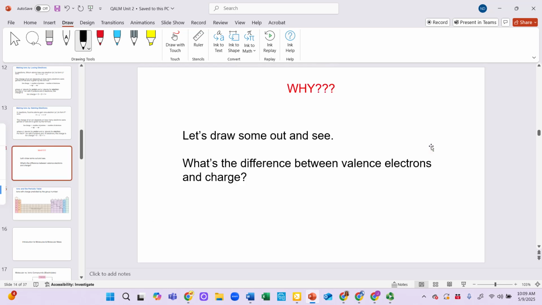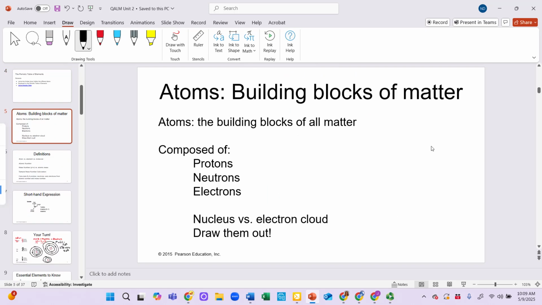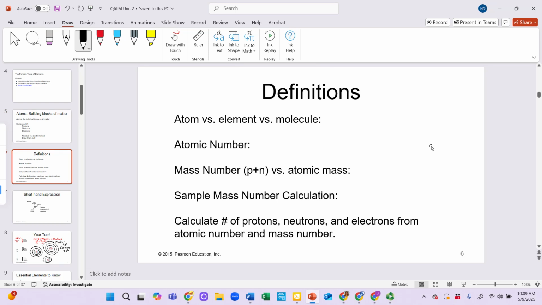So, as a review, elements are made up of atoms. Atoms are the building blocks of all matter. Atoms have protons, which have a positive charge and are in the nucleus, or the center. Neutrons, which are neutral and also in the nucleus. And electrons, which float around the electron cloud surrounding the atom. An atom is just the building block. An element consists of lots of the same type of atom, and molecules consist of different atoms bonded together.